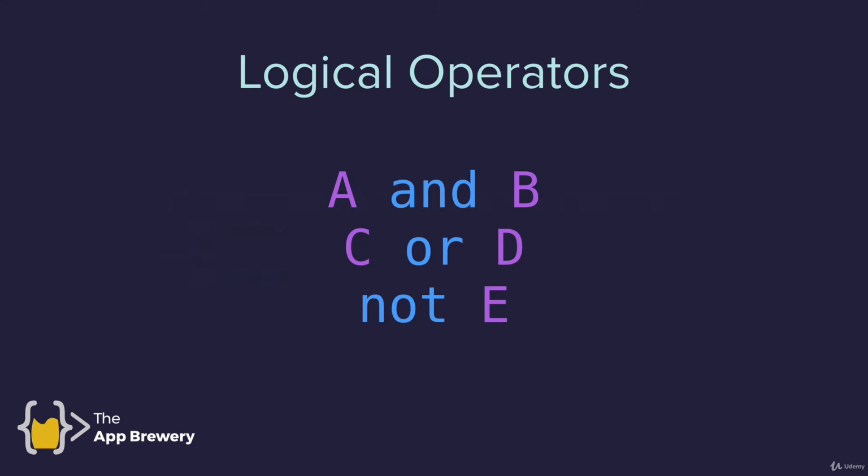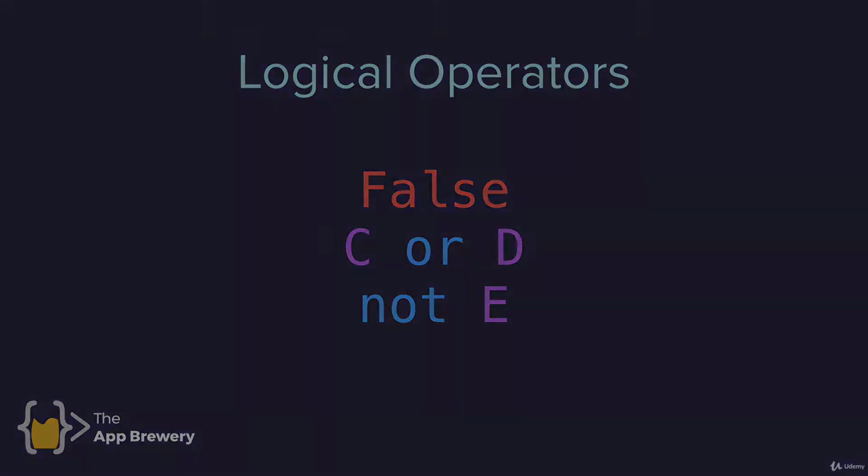So there's 3 of them that are really useful: and, or, and not. So let's take a look at the first one. When you combine 2 different conditions using an AND operator, they both have to be true, both A and B, for the entire line of code to be true. If just one of them is true, say A is true and B is false, or A is false and B is true, then the overall thing evaluates to false.